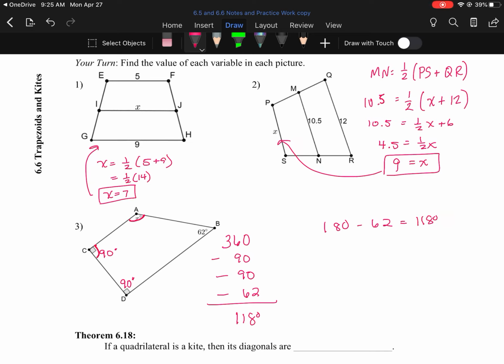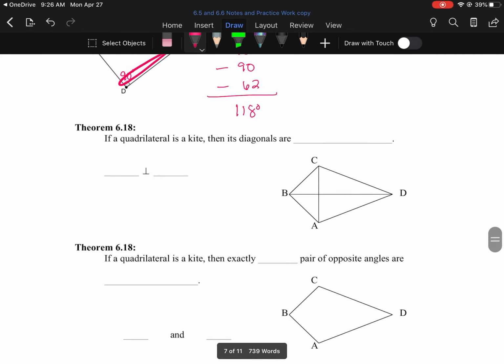We have to be careful. We can't say that those two add up to 180 because those two lines aren't parallel. We would have to use these two parallel lines cut by the transversal. Okay? All right, so just a couple more things. I know these notes are pretty long today.